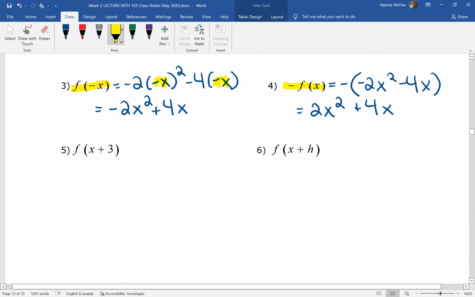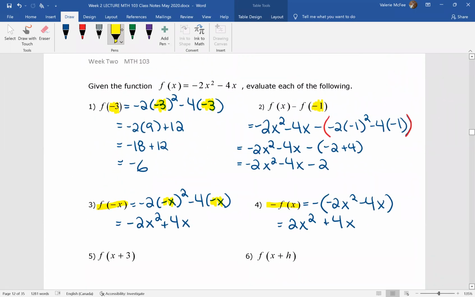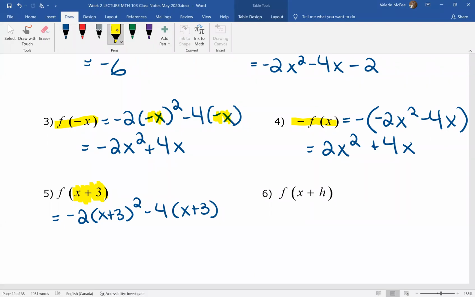And questions 5 and 6, the f of x plus 3 and the f of x plus h. Remember, let's go back to our function there. When you change x, in this case, we're changing it to x plus 3. You have to change each x in the function. Just do the first step, the substitution. Is this what you got? Did you change each x to x plus 3? Why don't you finish simplifying this?